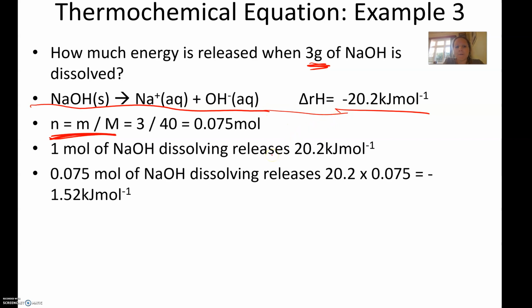So we first need to turn our mass into a number of moles by doing mass divided by molar mass. Remember, you can always calculate the molar mass from your periodic table by adding up the masses of the individual elements. 23, 16, and 1 make 40. That means that 3 grams is actually 0.075 moles. We know from the equation that 1 mole releases negative 20.2. So if we take our 20.2 and times it by 0.075, that'll tell us how much energy is released with our 3 grams. And so the answer is 1.52 kilojoules per mole.